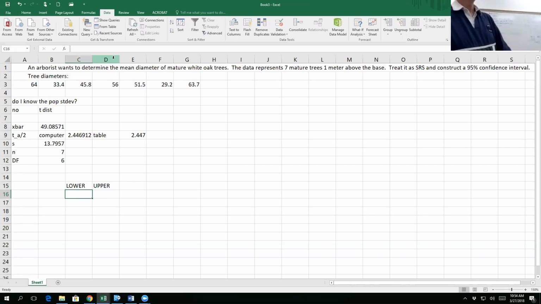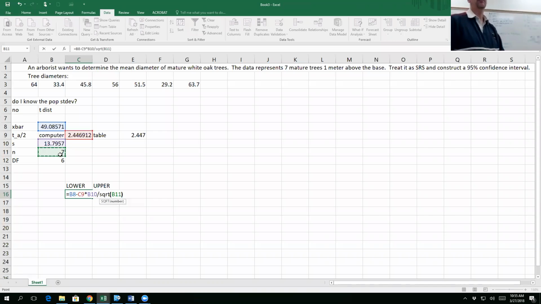So, Ashley, can you help me type in this formula? Equals X bar, in this case, is 49.085 minus T. Which T do you want to use? You're using the more accurate one, so it gives you more digits. The other one's fine too. X bar minus T sub alpha over 2. What happens next? Times S. What's S? 13.7957 divided by the square root of 7. Close your parentheses. Now parentheses are very important.